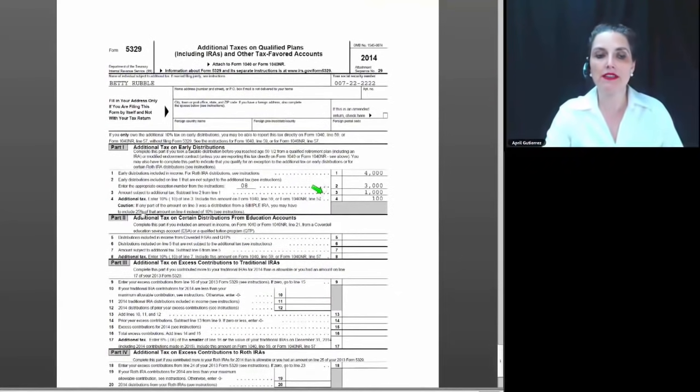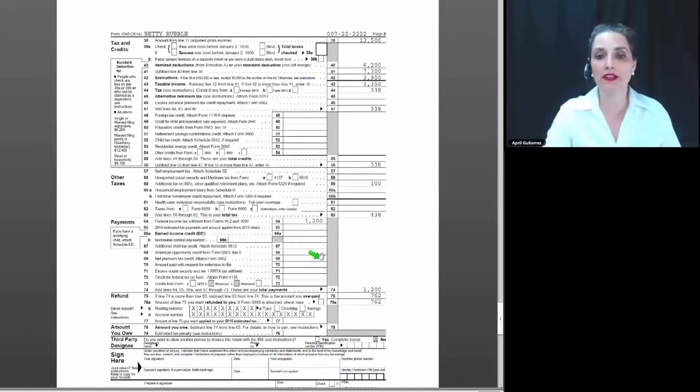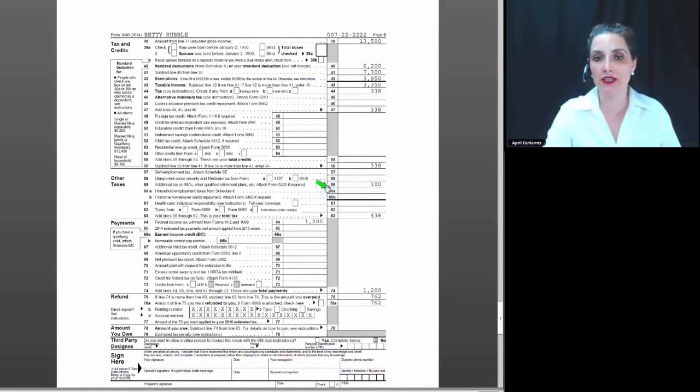She spent $3,000 in higher education expenses, and we are therefore going to complete Form 5329 in Part 1. We will enter the total early distribution that she had. On line 2, we will enter the part of the early distribution that was spent on qualified higher education expenses. That was $3,000. And that leaves her with an amount subject to the penalty of $1,000. The additional tax she owes on that $1,000 is $100. And we go ahead and enter that on line 59 of her tax return.